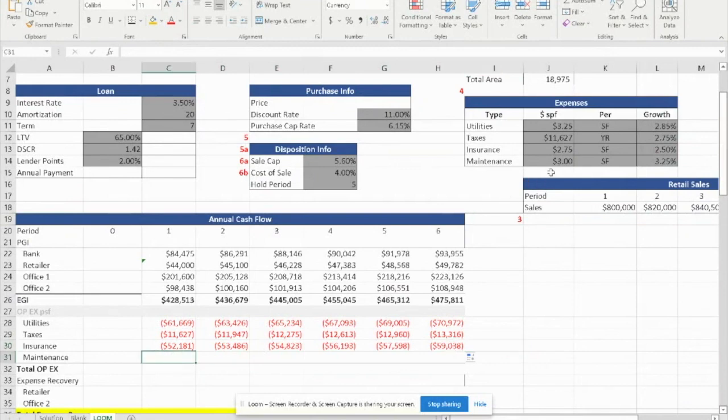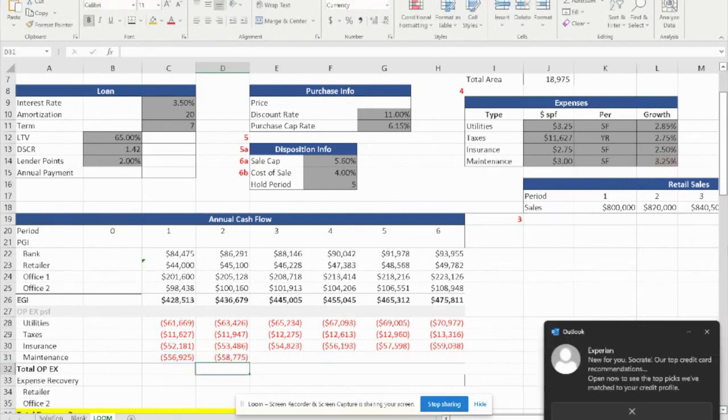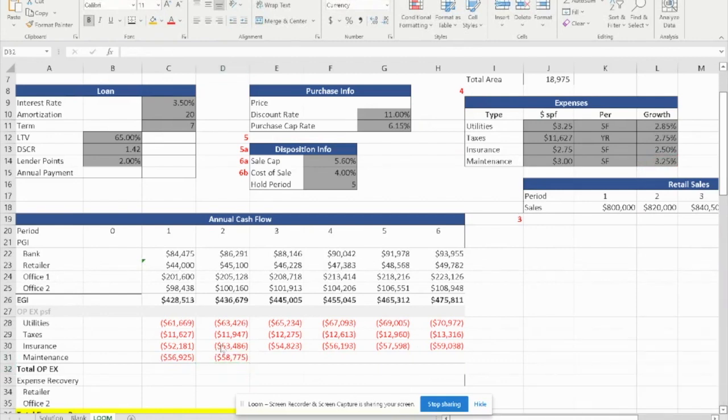Now for maintenance, same thing we did above. It is going to be equal to a negative the square footage for the complex times the $3 per square feet for maintenance. We don't need to anchor that, I'm sorry. But for year 2, we're going to use the same growth rate formula: the year 1 maintenance times open paren 1 plus the growth rate of 3.25%. Anchor that and close the parentheses. You should be able to drag it across to year 6 to get to negative $66,000.